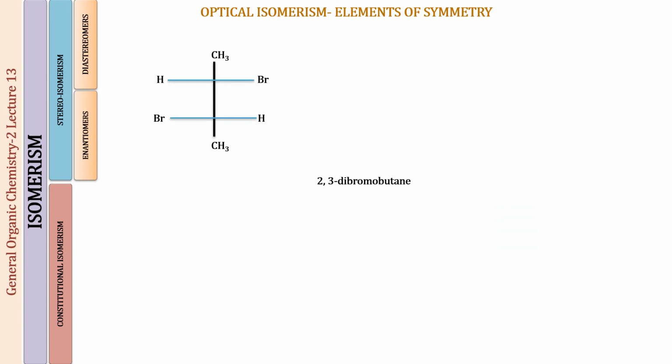Next, let us discuss the example of 2,3-dibromobutane and see whether this molecule is going to be a chiral molecule or not. The first thing we check is the number of chirality centers in the molecule. We find two chirality centers, two carbons which are attached to four different groups, and we cannot say for 100% sure whether the molecule is going to be chiral or not. Then we check the elements of symmetry. A plane of symmetry is going to be absent.